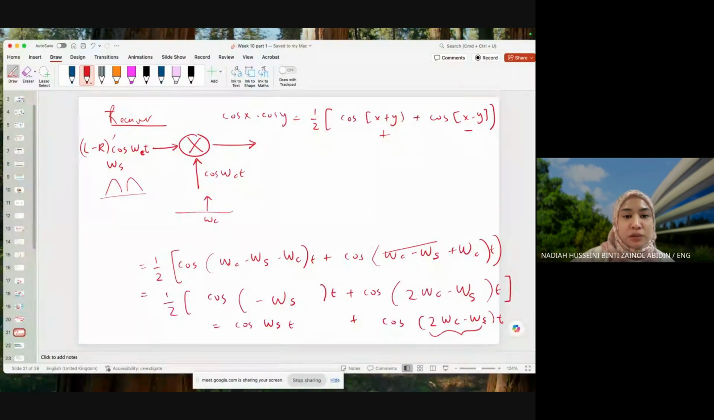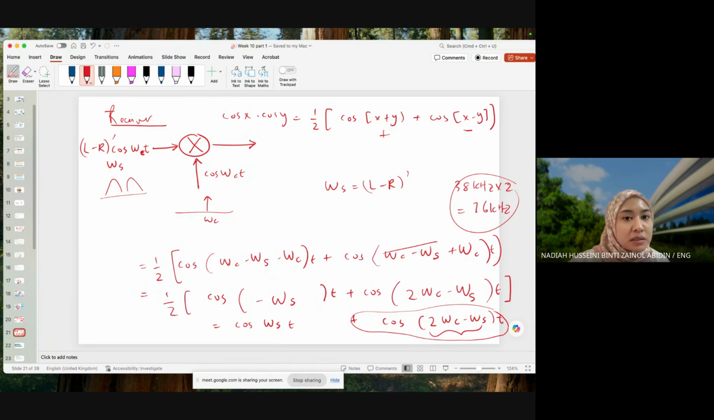So what happens to this dude? Where does it go, kan? Because eventually we will get omega S, which is L minus R back again. So it means that this guy is eliminated, but how? Remember that 2 omega C is actually 38 kilohertz times 2. This is 76 kilohertz. This is way too big for the system itself to handle. So typically it will be attenuated or filtered out. So any too high frequencies, gone. So it's just going to retain anything that is within range only.